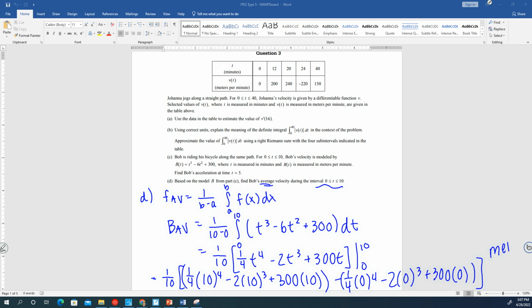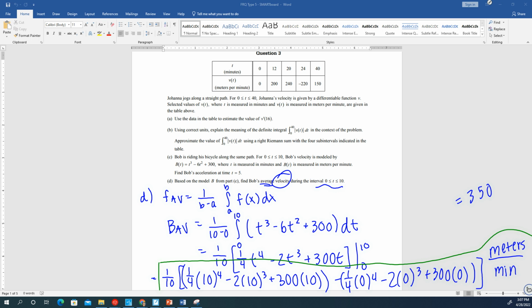This would be meters per minute, his average velocity. Look for those keywords and let the units kind of help you. For reference, we did get 350, but again, you will not be expected to compute that. Leave it just like this. Okay.